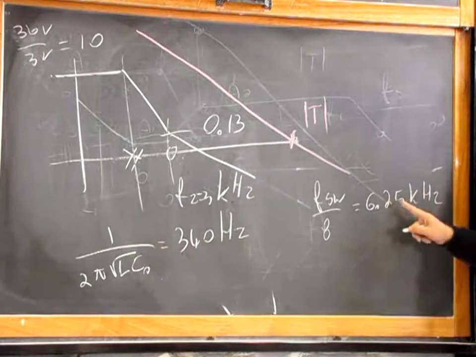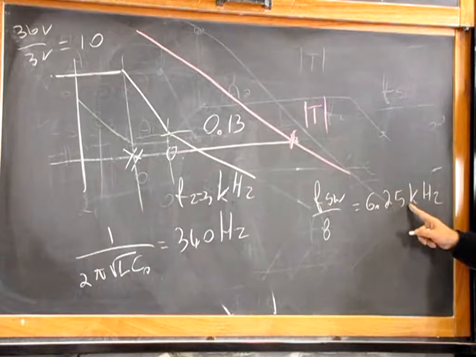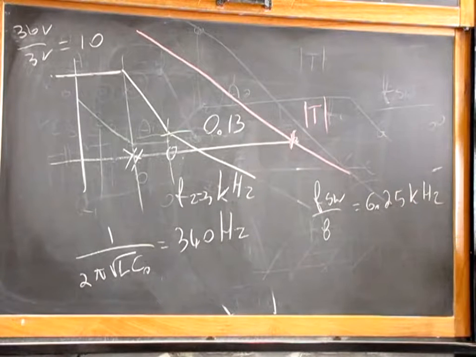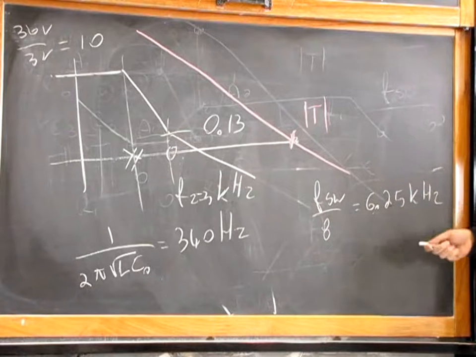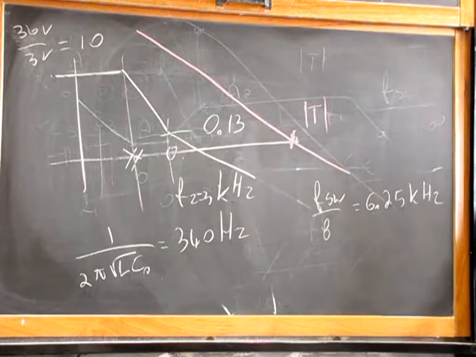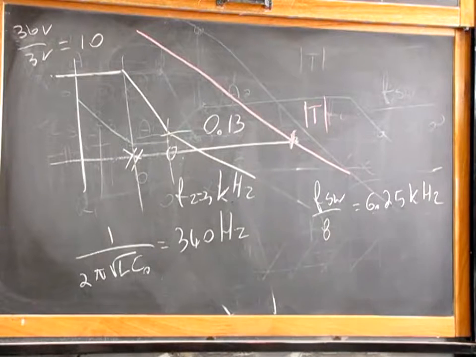Does it have any meaning, this 0.25? No, because it's just an approximation. If you tell me 6 is okay, if you tell me 6.5 is okay. Don't be too romantic about these decimal numbers. Just 6 kilohertz or so is okay.